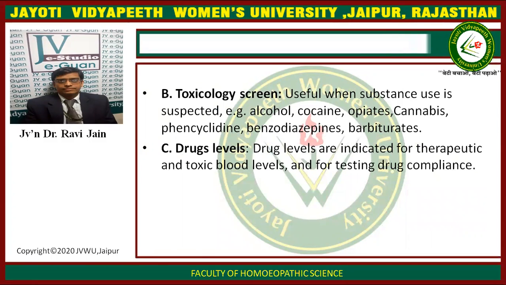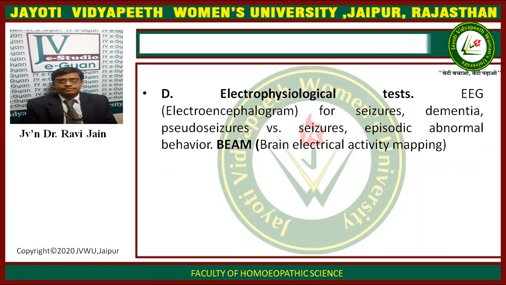Next, we can do toxicological screening, which is useful when substance use is suspected, for example alcohol, cocaine, opiates, cannabis, phencyclidine, benzodiazepines, and barbiturates. Various drug levels can be checked. The drug levels are an indicator of therapeutic and toxic blood levels, and are done for testing drug compliance. Various electrophysiological tests like EEG, electroencephalogram, for seizures, dementia, pseudoseizures versus seizures, and episodic abnormal behavior, and BEAM, that is brain electrical activity mapping, can be done.